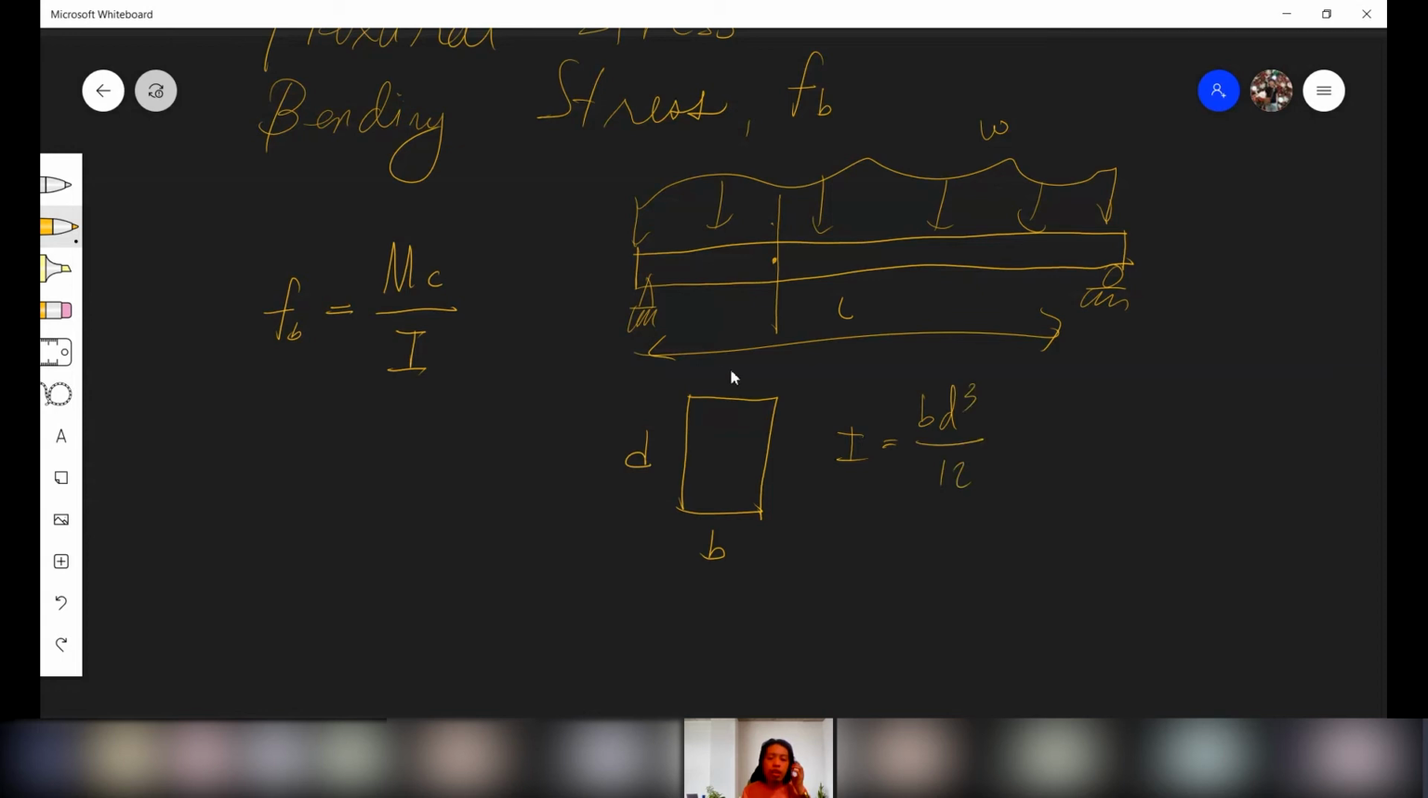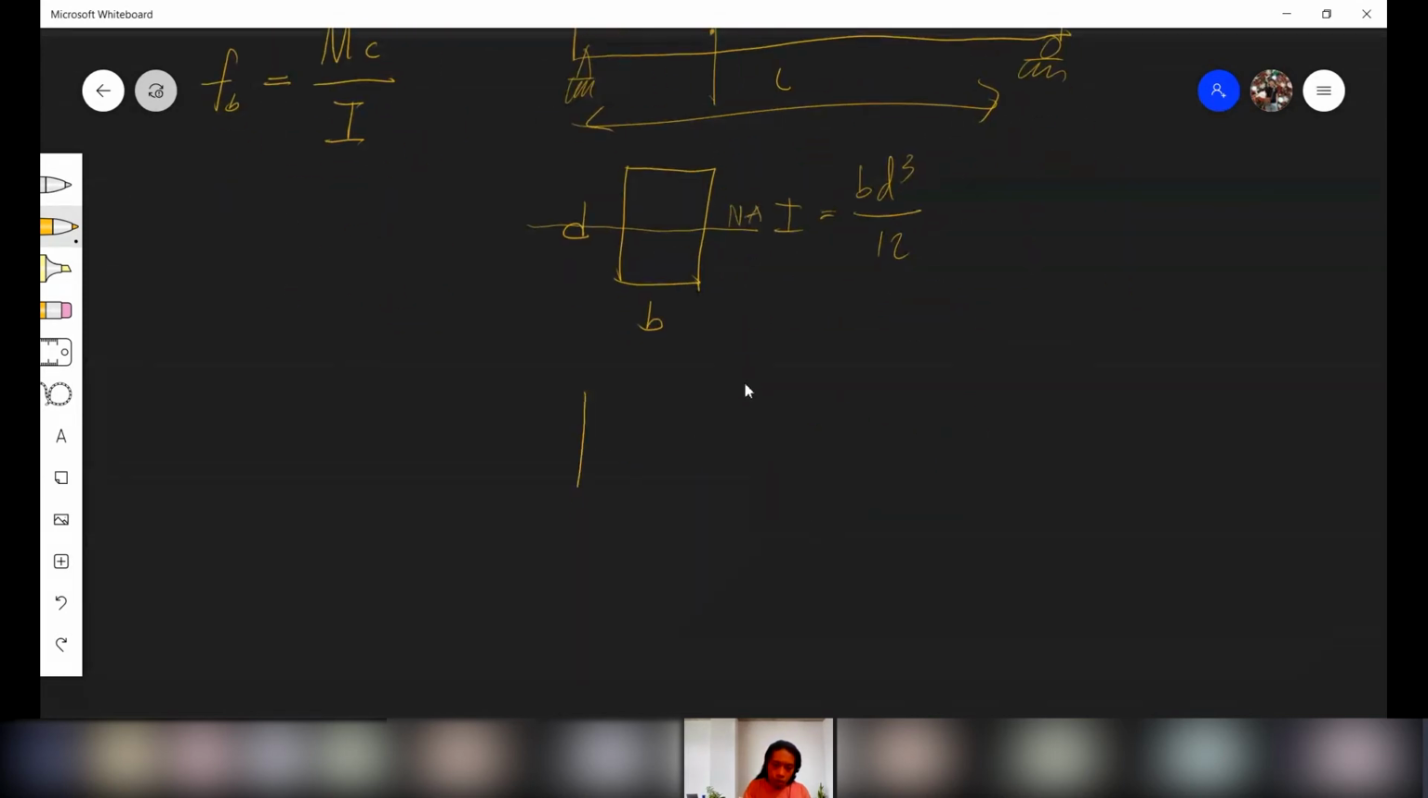Take note, what we are computing is the moment of inertia with respect to the neutral axis. Let me redraw this. Ask questions if there are concepts you do not understand. Okay, this is B for the base, D for the depth. And then we have what we call the neutral axis. The neutral axis is of course at the center.